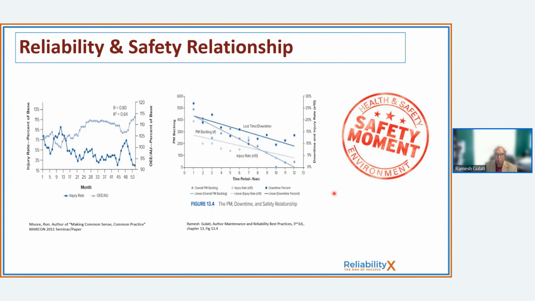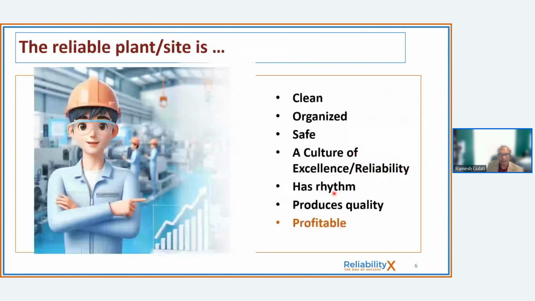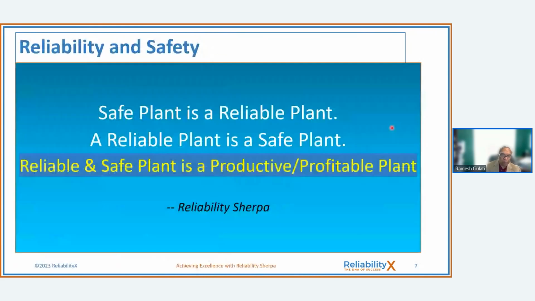So a reliable plant is clean, organized, safer, has a culture of excellence, reliability, and rhythm, and produces quality parts or quality services. It is profitable. A safe plant is a reliable plant, a reliable and safe plant. And a reliable and safe plant is a productive and profitable plant. Keep that in mind.